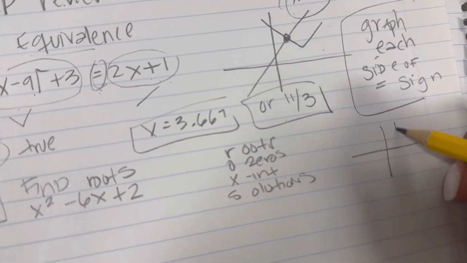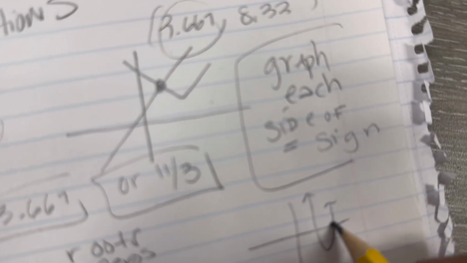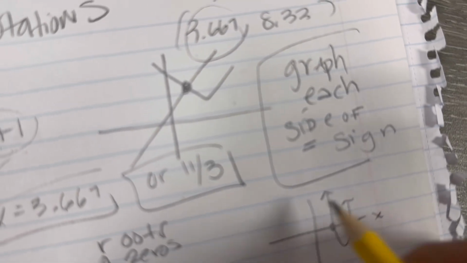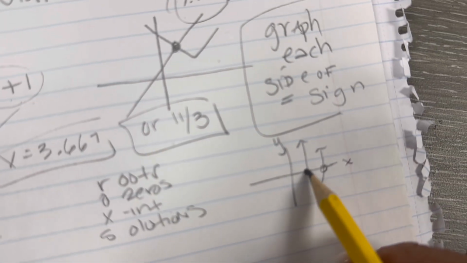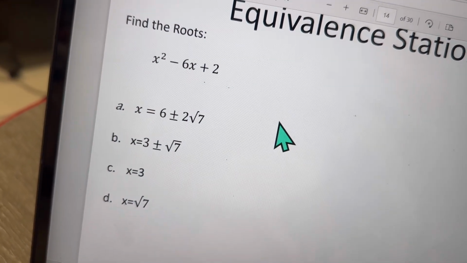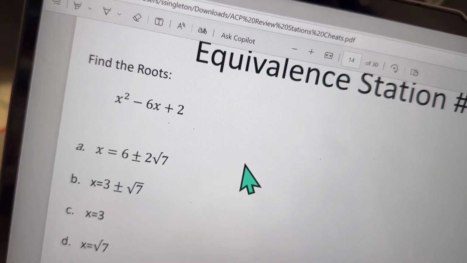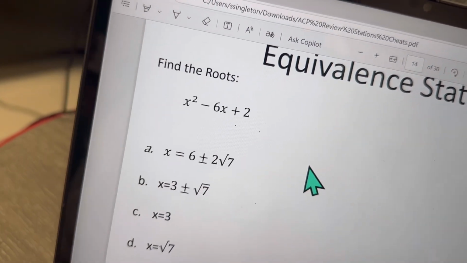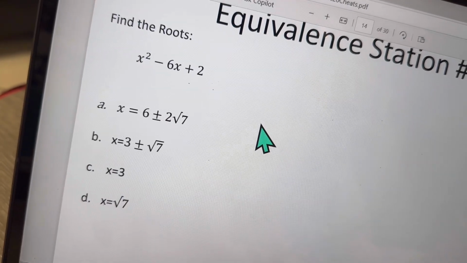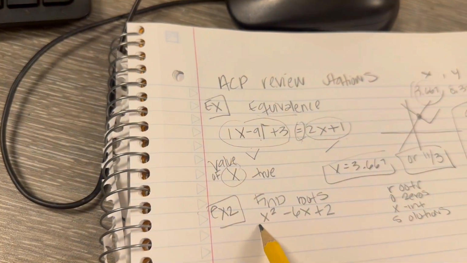X-intercept is where it crosses your x-axis. Where does the function cross the x-axis, right? So it's very easy. You could do the quadratic formula, x equals negative b plus or minus square root of b squared minus 4ac, and do it that way, which is fine. Or you can just graph all of these instead. So you're going to graph this one.